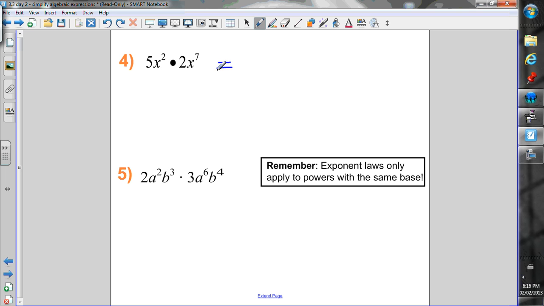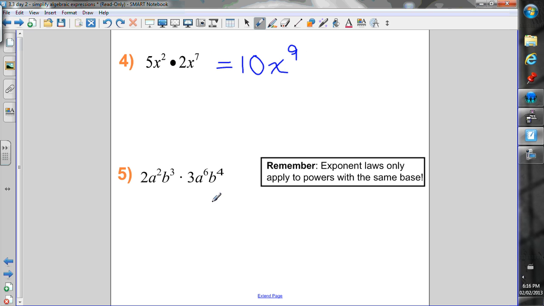What I want to do, first of all, is simplify the coefficients. I have a 5 times a 2. I could simplify that to 10. And now I have an x squared times an x to the 7. Those are powers of the exact same base. I can simplify those using the product rule by keeping the base the same and adding the exponents. 2 plus 7 is 9.